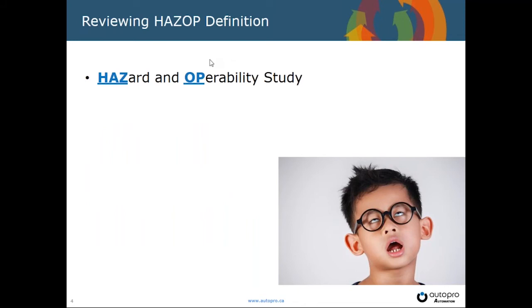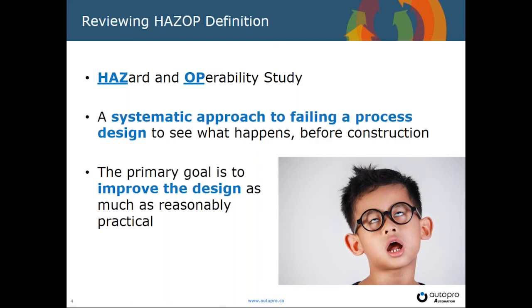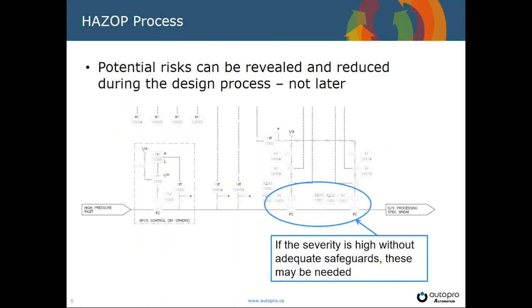So a HAZOP is essentially just a hazard and operability study. We identify process and operational hazards through a systematic approach, and we fail the design at different aspects. So we'll find causes and see what happens, and the idea is to figure that out before construction. The primary goal is to improve the design and operational efficiency as much as possible. So again, the potential risks can be revealed during the process design and not after.